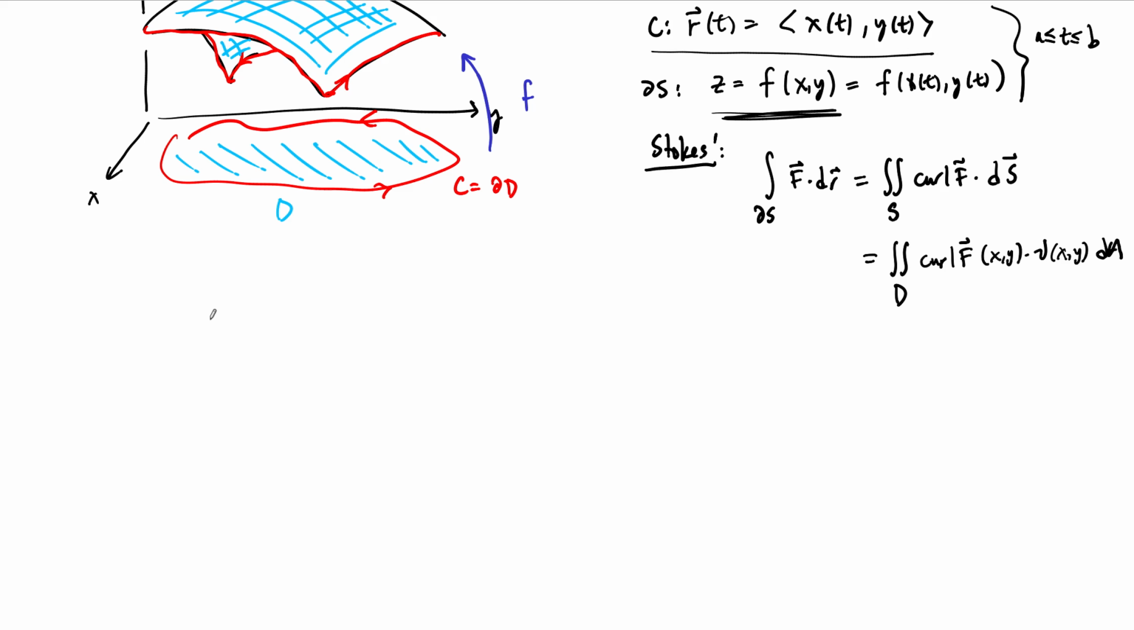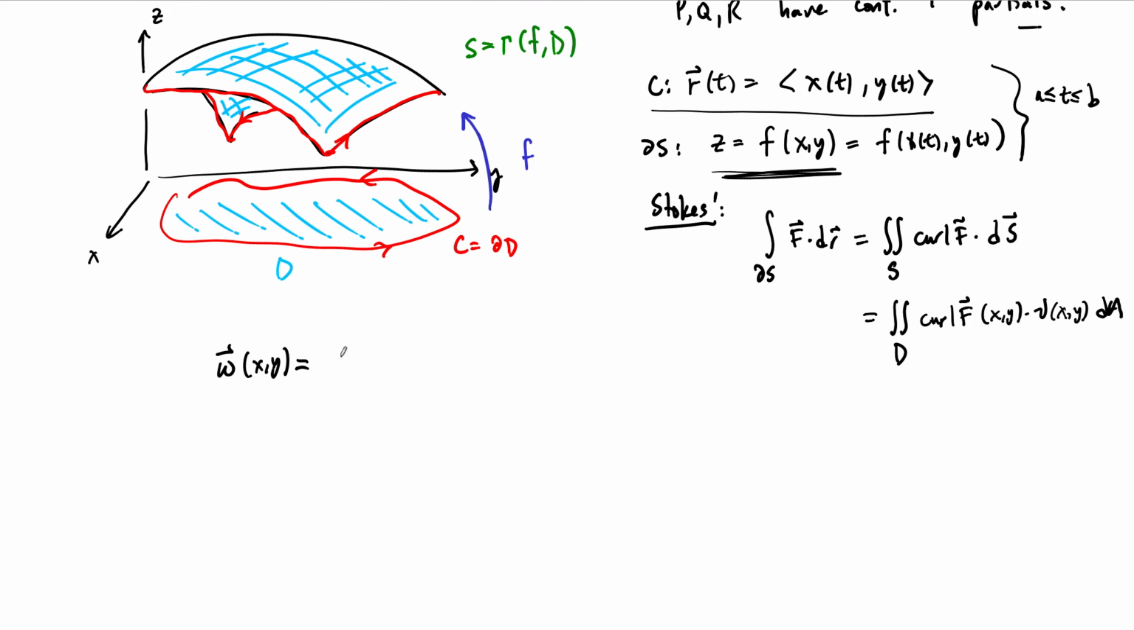Let's just call it omega. So omega of x and y is going to be our function, but thought of as a parametric vector function that defines the surface. So this is just going to be x, y, and then f of x y. The z component is f of x y. This is exactly what we've talked about on our boundary curve, but this makes sense on the entire surface, right?